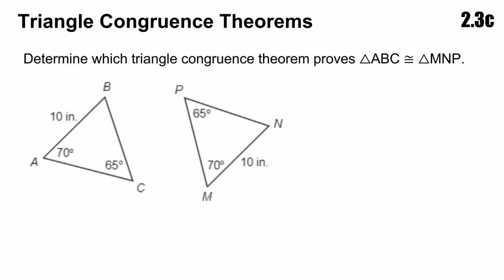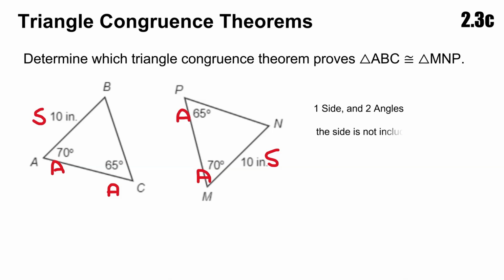Once again, this problem asks to determine which triangle congruence theorem proves that the two triangles are congruent. Both triangles have an angle that is 65 degrees, an angle that is 70 degrees, and a side that is 10 inches. Since there are two angles and a side, this will be either angle-side-angle or angle-angle-side. However, because the side is not an included side, it cannot be angle-side-angle. So this is only angle-angle-side congruence.